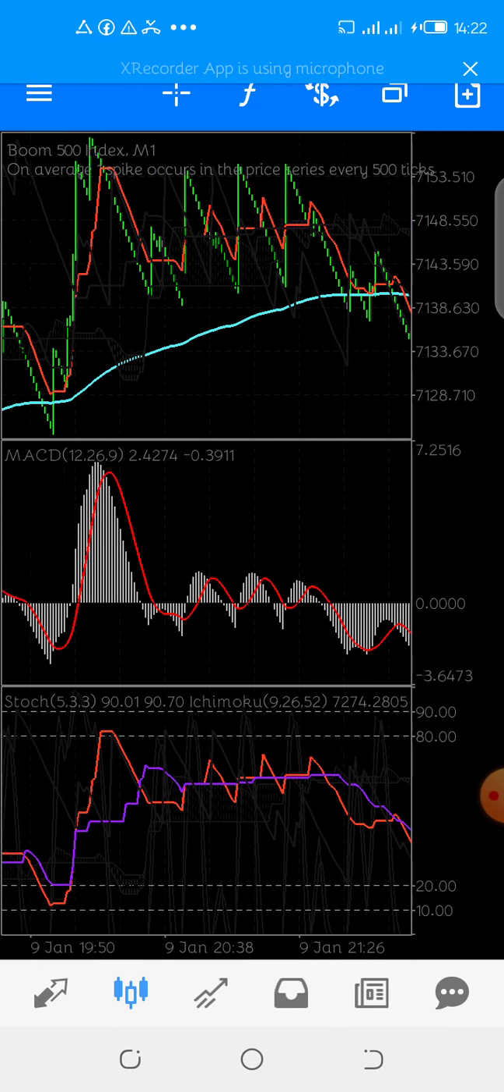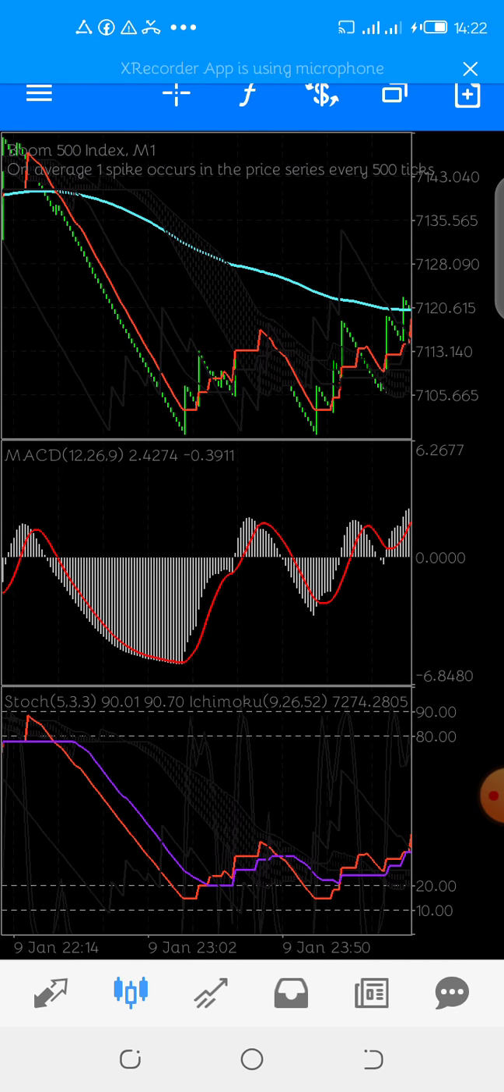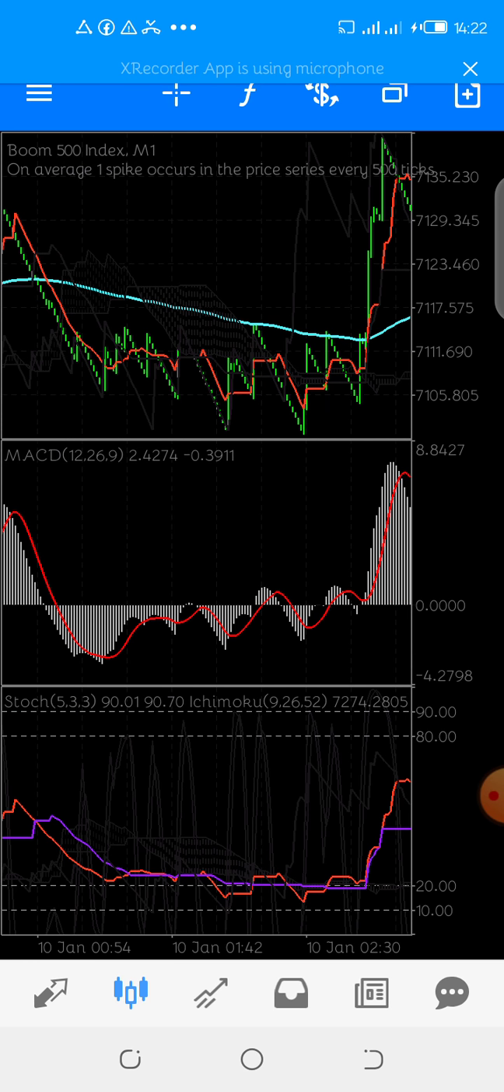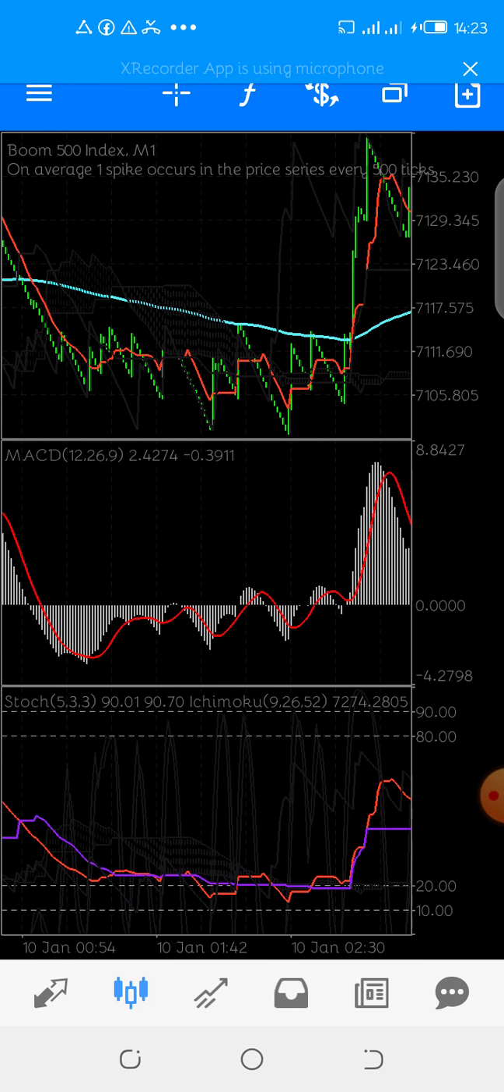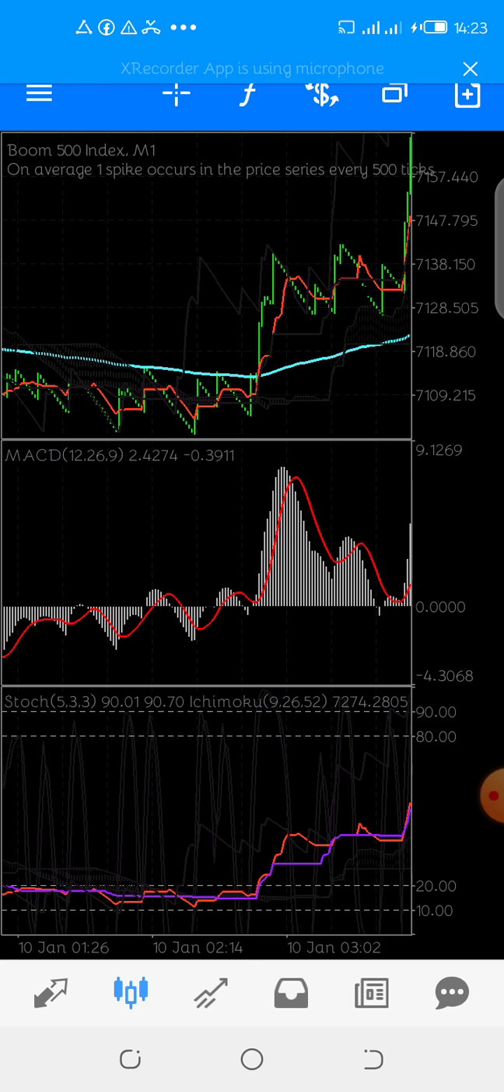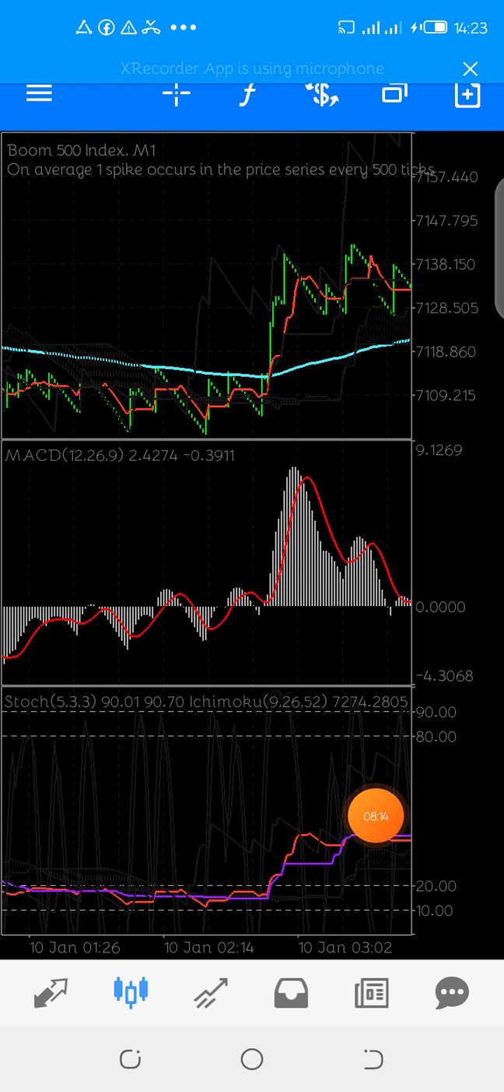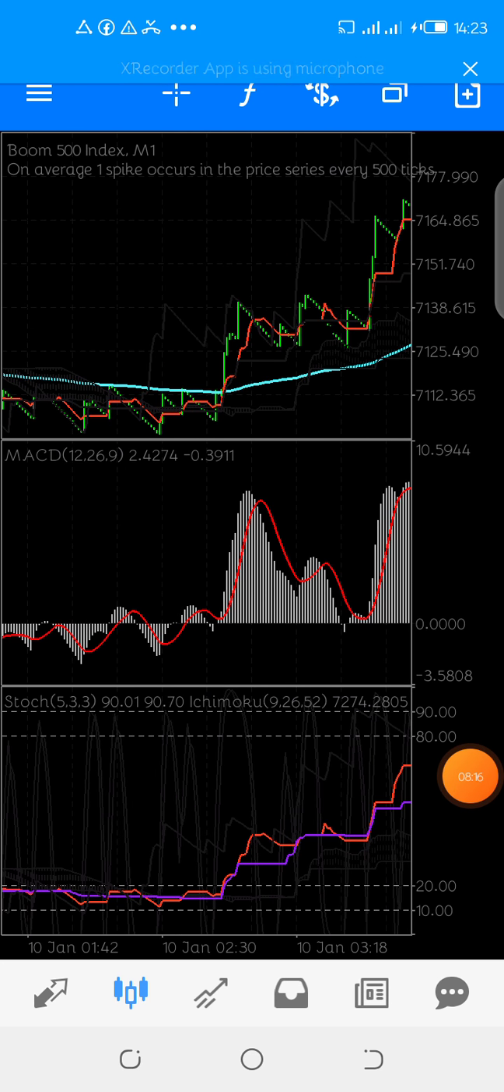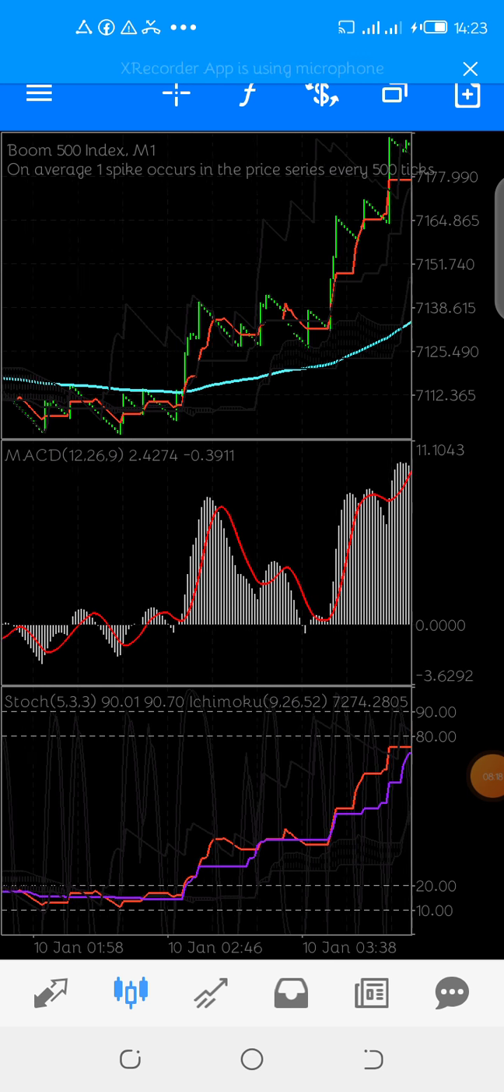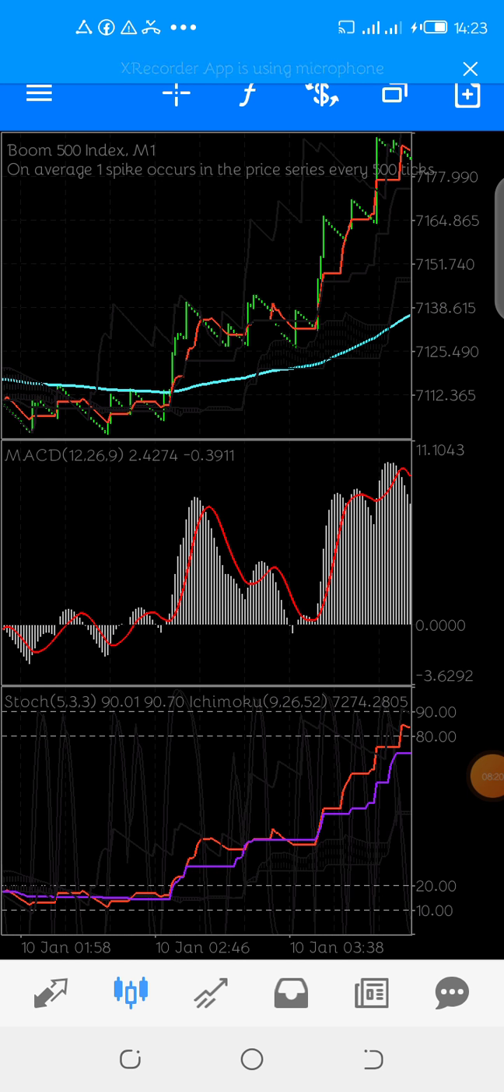It was at the extreme end. I think it was after, yeah, it was here. So after this shift here, let's see what happens. You see, spikes come there, more spikes.